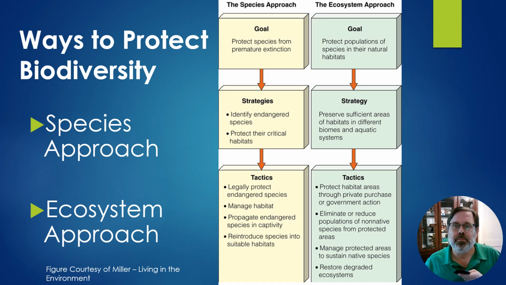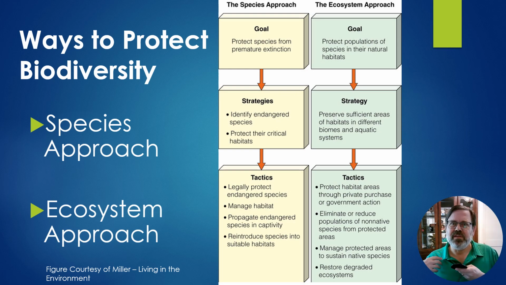Versus the ecosystem approach says, here's a unique ecosystem worthy of saving. We're going to protect populations of species in their natural habitats and preserve sufficient areas in different types of biomes and in different types of aquatic ecosystems. This can be done through private purchase. It can be done through government action, government purchase.